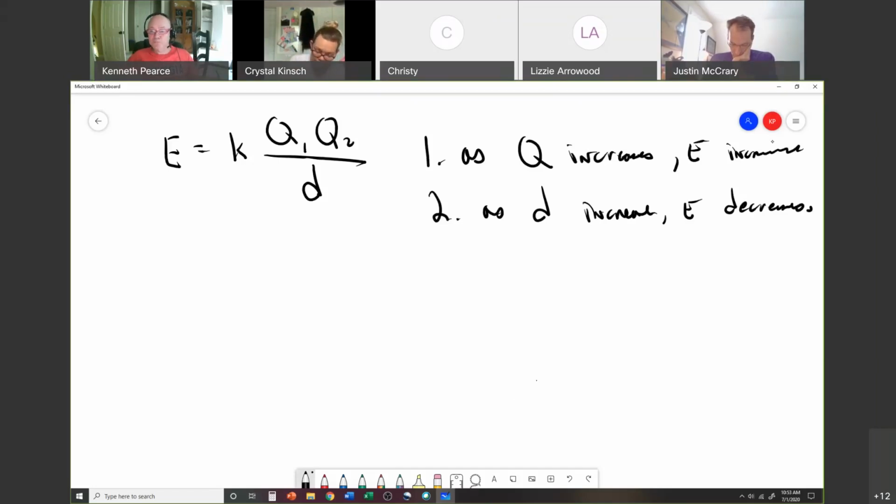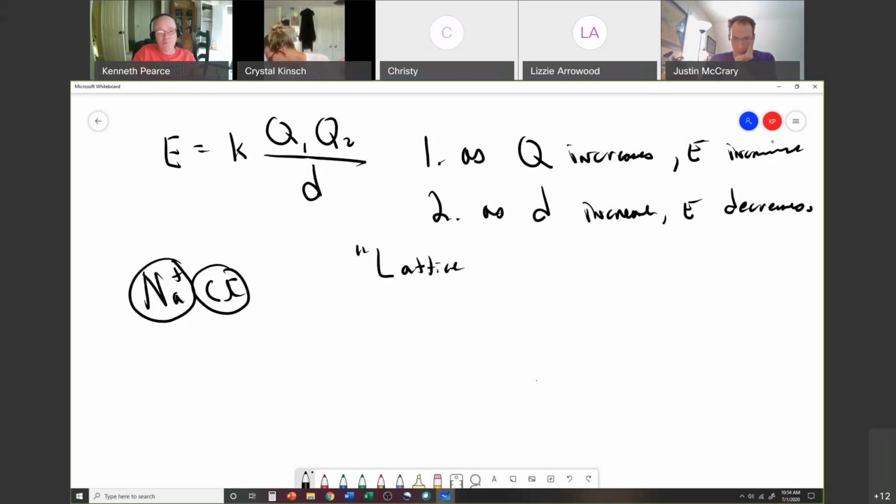Physically, we should also look at this back in our example here, sodium and chlorine. This is related to what's called the lattice constant. This is where we're getting to lattice energy. By the way, E is not the lattice energy, but it's related. It's part of it. Okay, and we look at the sodium and chloride. What do we have here?